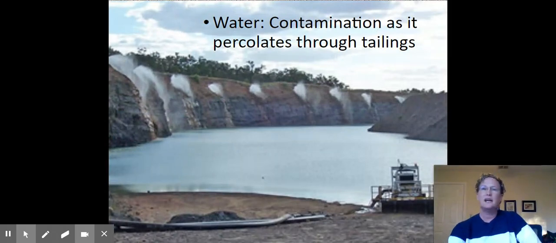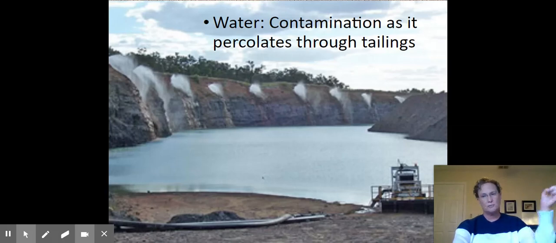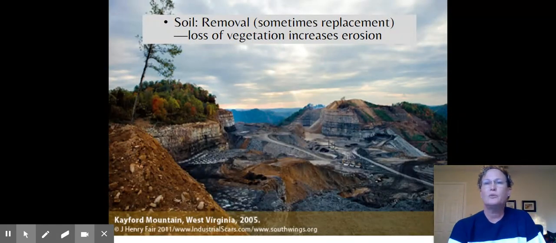Water contamination as it percolates through the tailings. As the water comes through, as it rains and there's just normal water movement around, it will leach the minerals out, leach all the bad chemicals out, and take them into the water. Soil removal, and sometimes replacement, or a loss of vegetation, increases erosion.